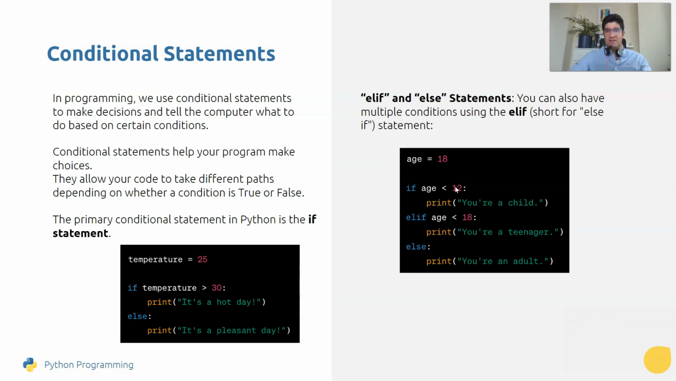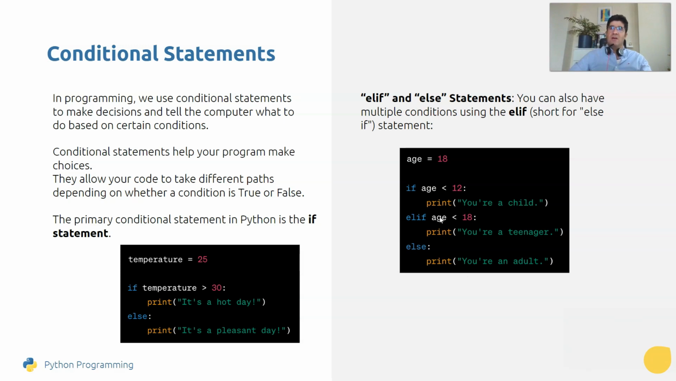For example, if you have a variable age equal to 18, then we can check if the age is less than 12, so we will print you are a child. But if the age is not less than 12, but the age is between 12 and 18, then we can say you are a teenager. And if the age is not less than 18, then we can say you are an adult.